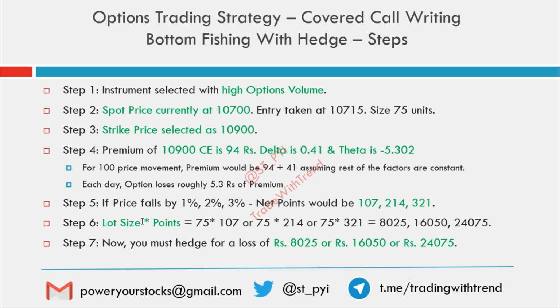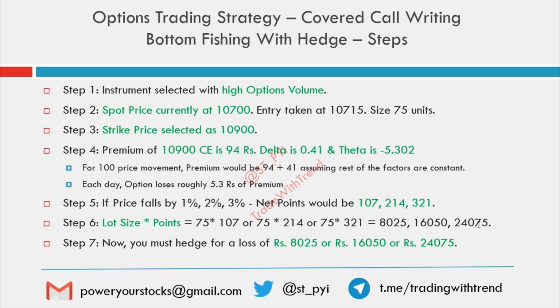Step 6 was to put a rupee value or dollar value to the loss you would undertake. So that would be your position size into the points here. So 75 shares into 107, that would be 8,025 rupees. 75 into 214 would be 16,050 rupees. And 75 into 321 would be 24,075 rupees. What is this? This is actually the rupee loss you would take if your stock were to fall by 1%, 2% or 3%.